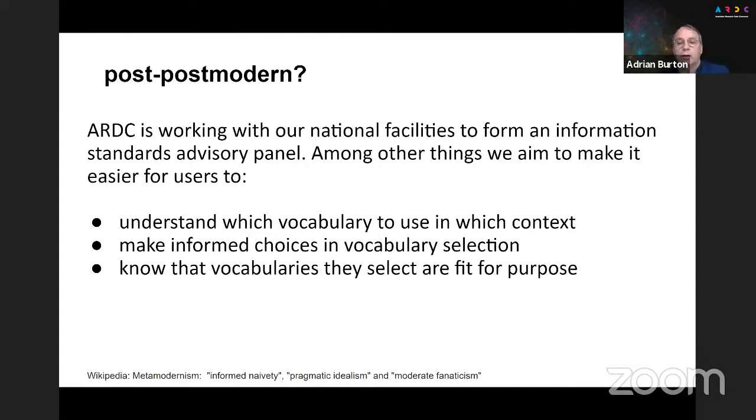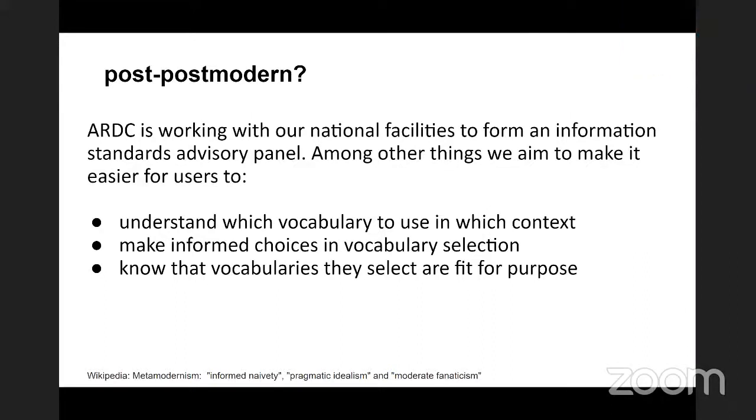So we haven't gone the full way back to the modernist project, where there is just one purpose and we tell you what your life is about. We're trying to identify a number of purposes and then say, if this is the purpose for your vocabulary, then these are the kinds of vocabularies that you might want. And we're going back to people from the community themselves saying, here are the ones that we generally use in our community. I liked Wikipedia saying that where we've got to is an informed naivety or a pragmatic idealism or a moderate fanaticism. I believe that really does sum up our new direction.